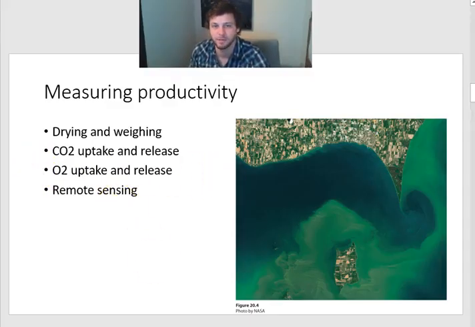And you can do the same thing with oxygen. So it has to take up oxygen for respiration, but it also releases oxygen with photosynthesis. And again, you can do a percentage of that.